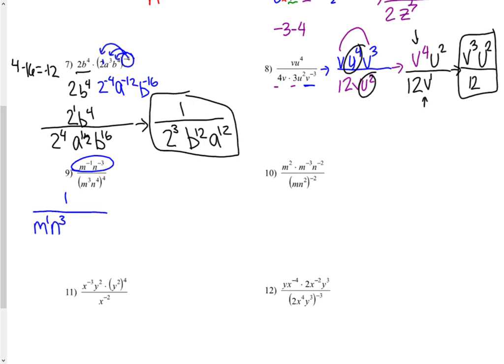Distributing my exponent in the denominator, remember that means we need to multiply those exponents. So I'm going to have m to the 12th and n to the 16th. For my final answer, I have 1 in my numerator. When we multiply, we add the exponents. So I have m to the 13th, and I have n to the 19th.